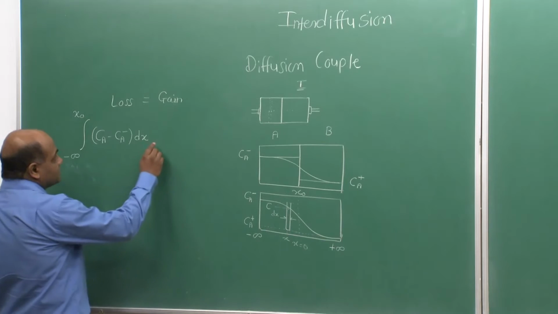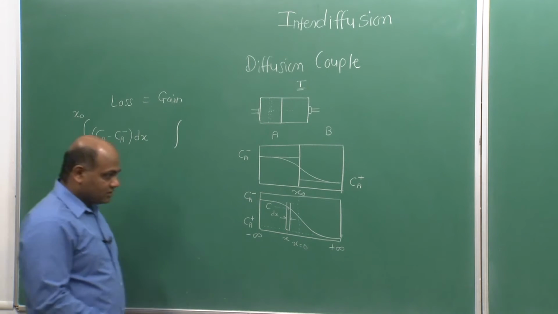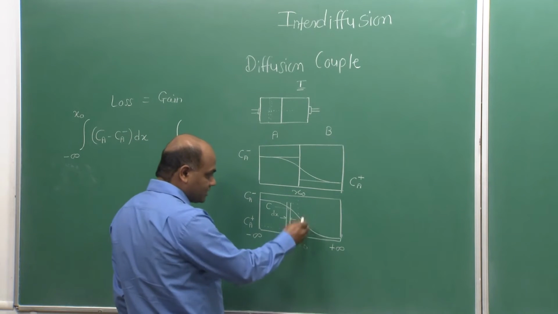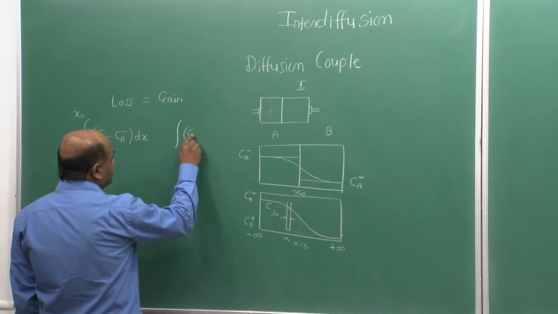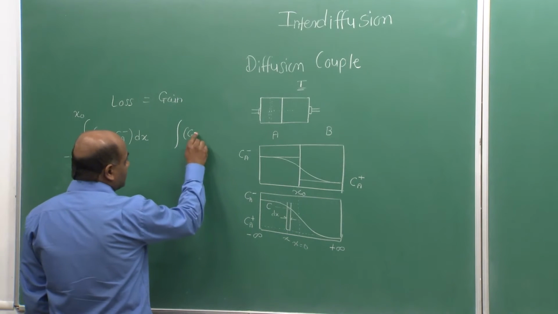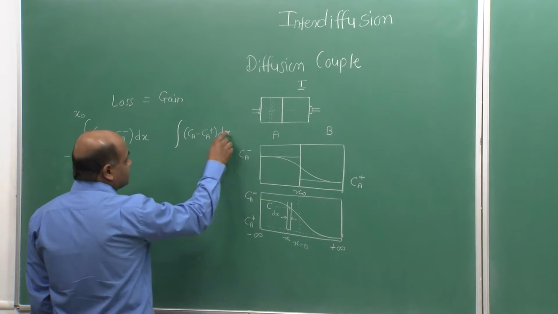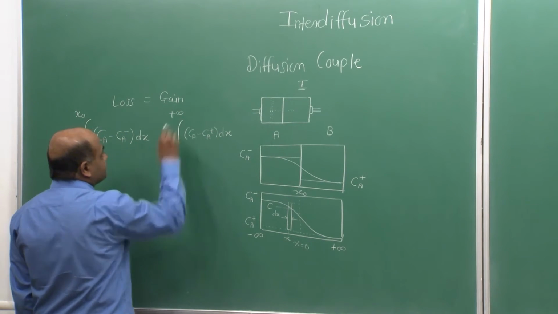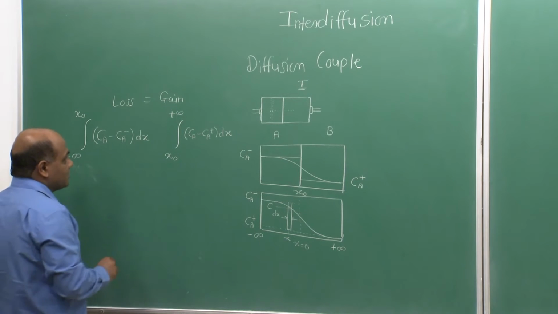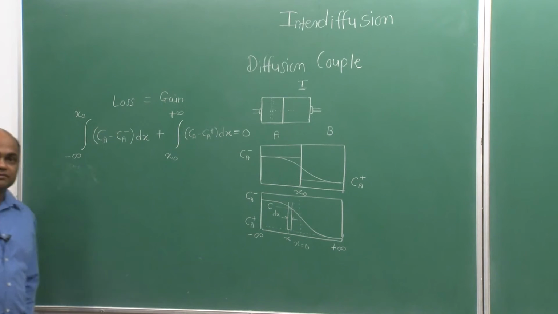So, this will be the loss, and the gain similarly on the other side, if we consider any volume element, the gain would be Cx minus Ca plus dx from x naught to plus infinity, and their summation should be equal to 0.